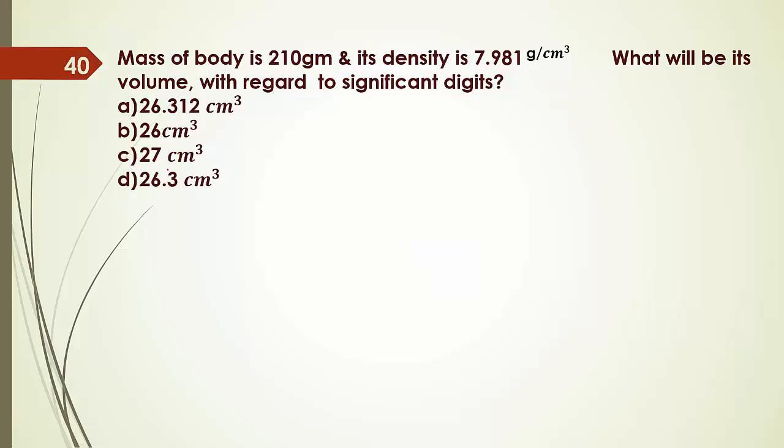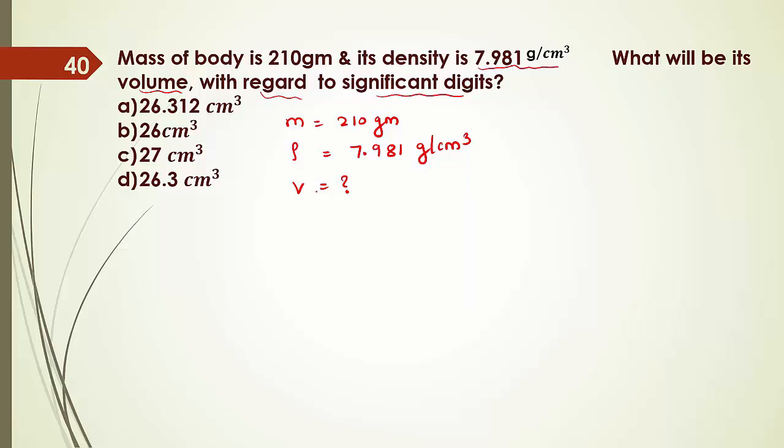40th question. Mass of a body is 210 gram and its density is 7.981 gram per cm cube. What will be its volume with regard to significant figures? Here mass and density are given. We have to calculate volume. So mass m equal to 210 gram. Density is denoted by rho. Rho equal to 7.981 gram per cm cube. We have to calculate volume with regard to significant digits.